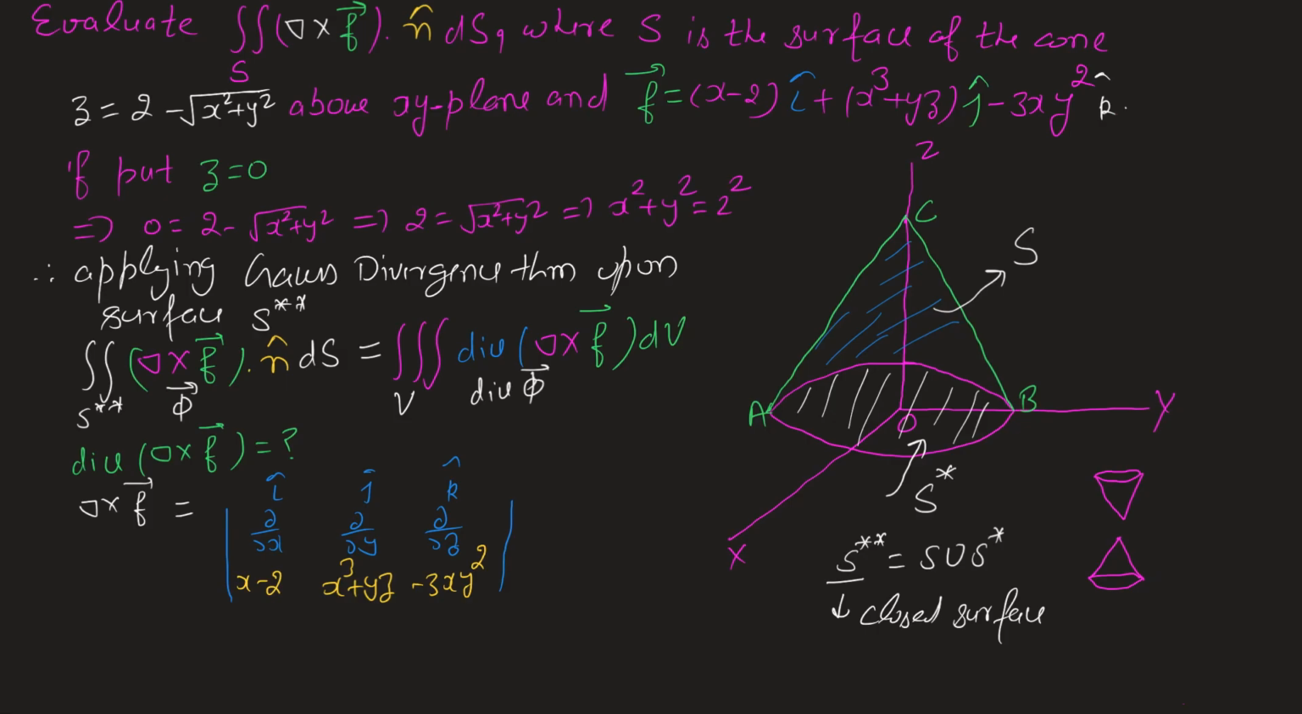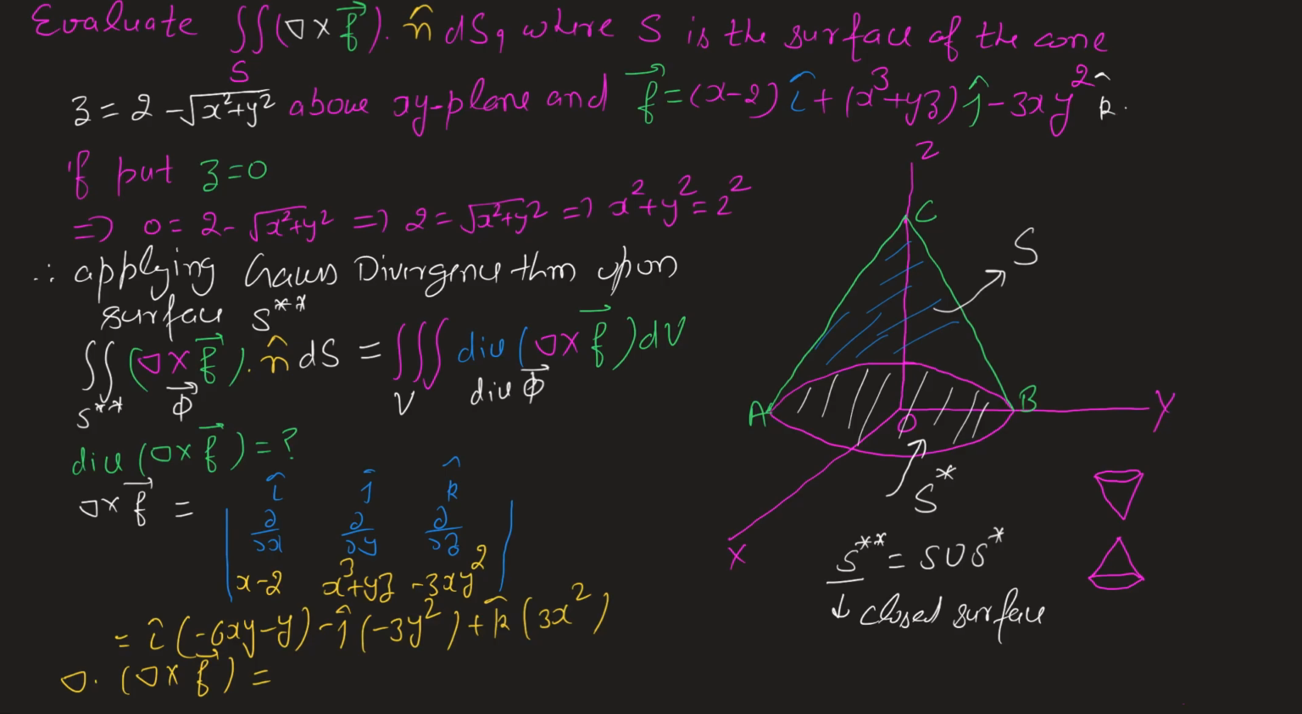Now we will be doing i cap, this will be minus 6xy, and this will be minus y minus j cap, this will be minus 3y square, and this will be 0 plus k cap, this will be 3x square, and this will be 0. So now further we have to take divergence of this one.